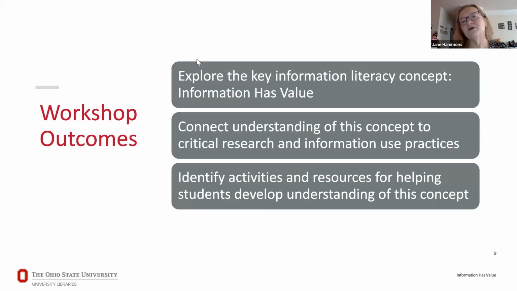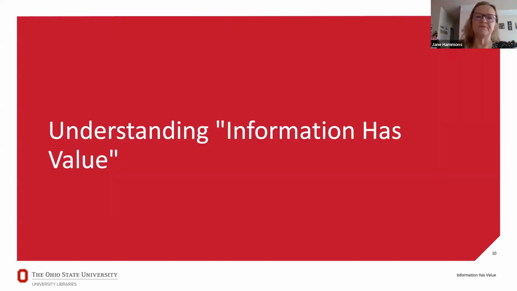What we're going to be doing here today is we're going to talk a little bit about the concept of information has value and what that means. We're going to think about that in terms of the research process and how this concept connects to critical research or information use practices. And then we're going to talk about some activities and resources for helping students develop their understanding of this core concept.